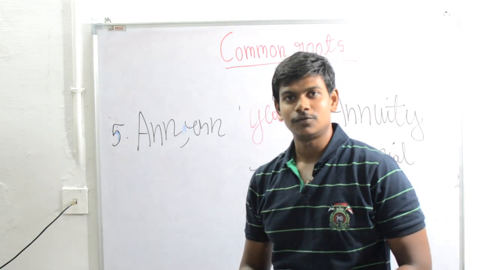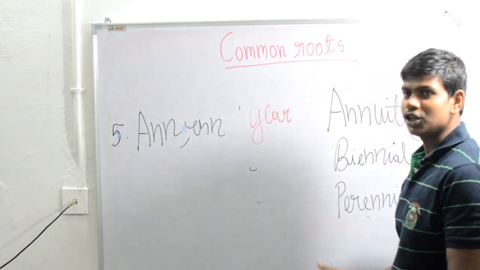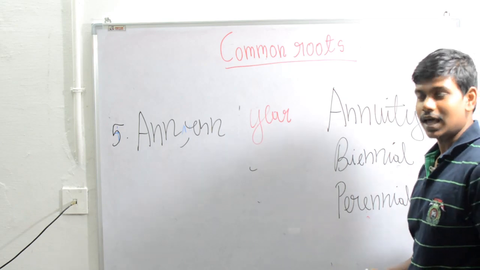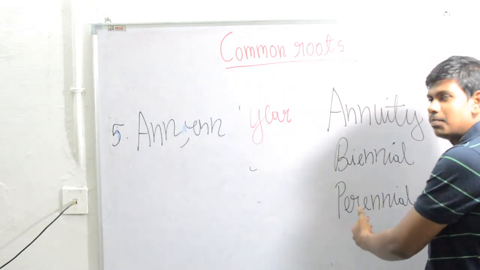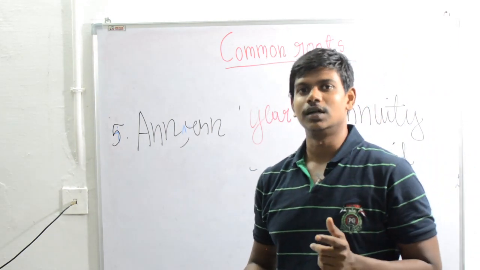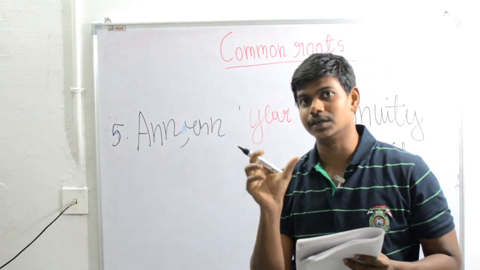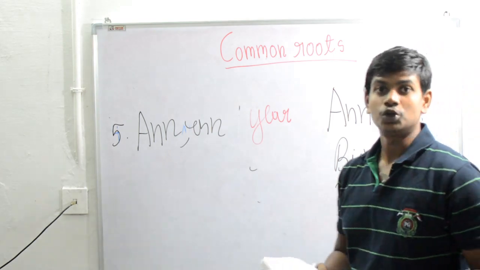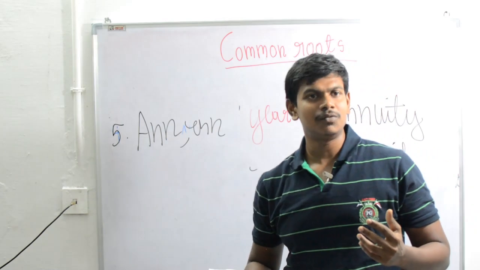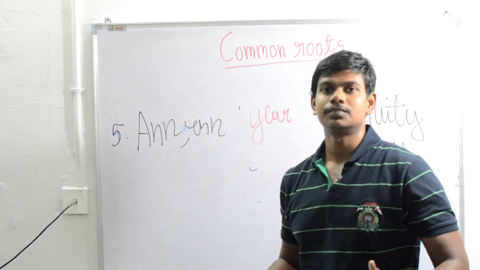So the fifth word for this day would be ann or enn. The meaning of both these is year. Some of the examples are annuity, biennial, and perennial. Annuity. I think everyone must have heard about this common word at least once in their life. Annuity refers to 1 year. Biennial means 2 years, and perennial means more than 2 years. For example, we say a river flows throughout its life. That means it is perennial.